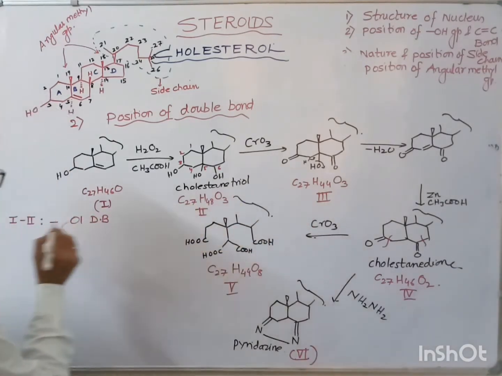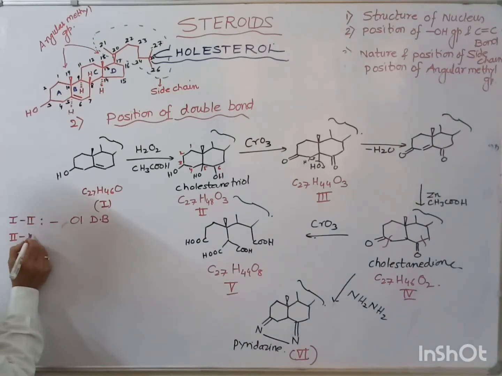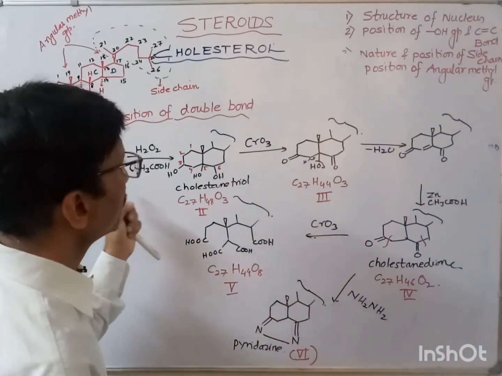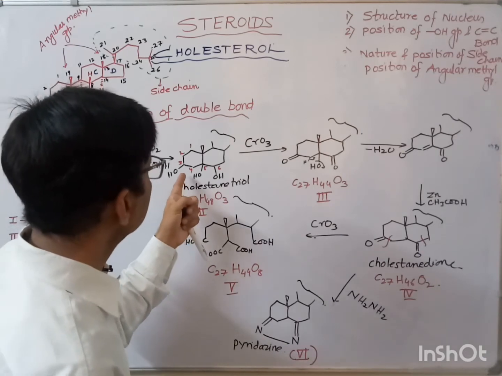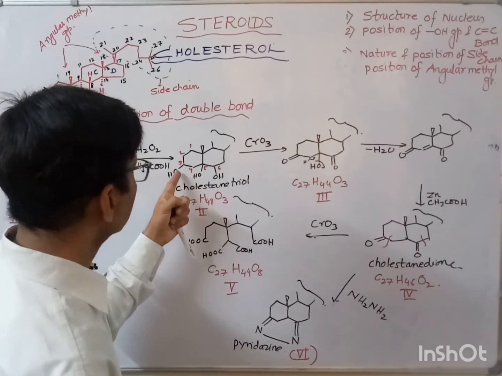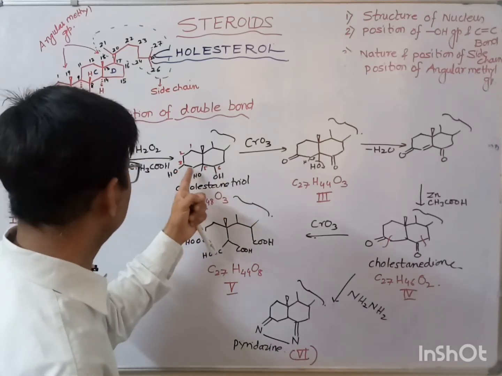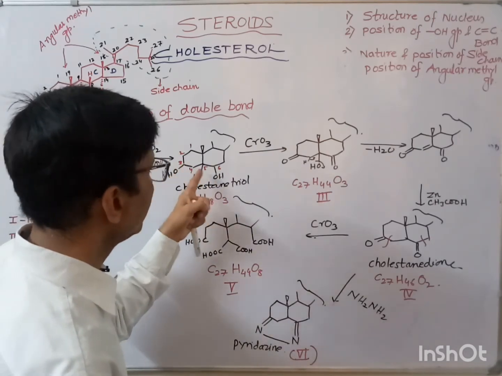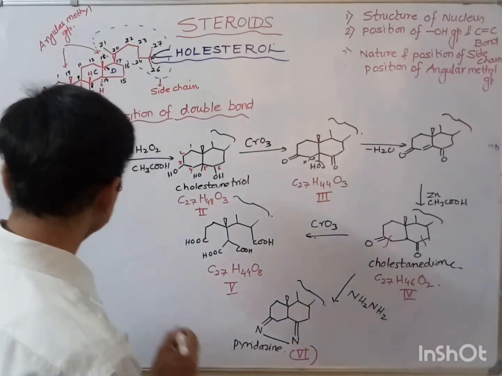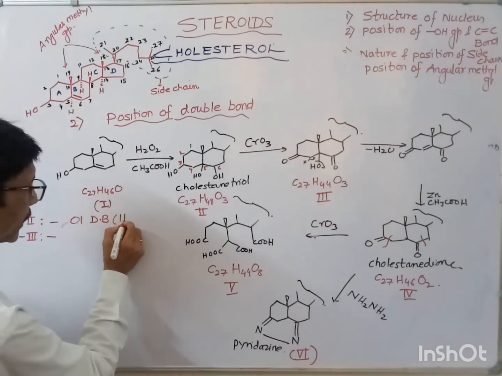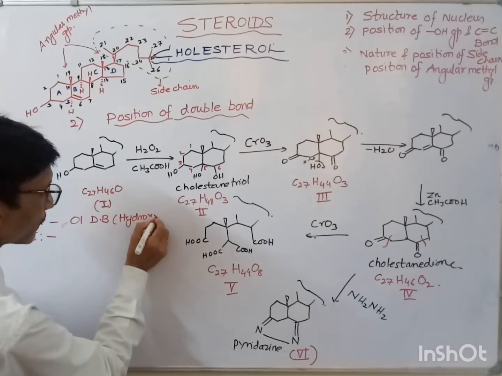Now second to third, what does it indicate? It indicates that these two OH are secondary and one OH is tertiary, or this is hydroxylation of the double bond. So first it tells the one double bond, and then this hydroxylation takes place.